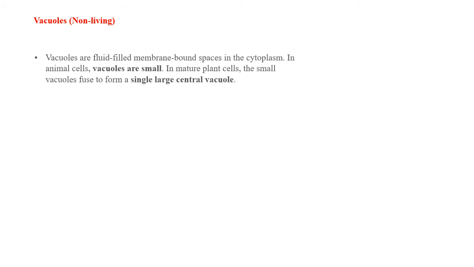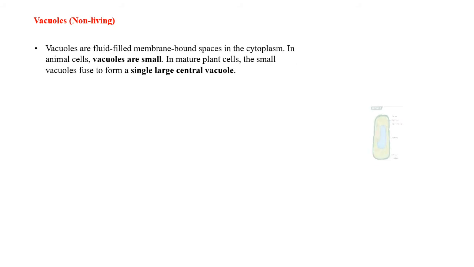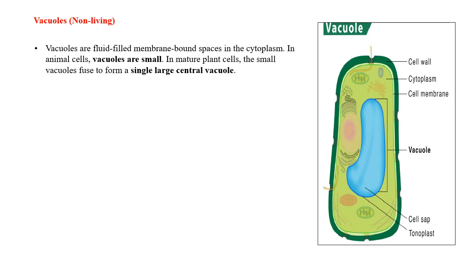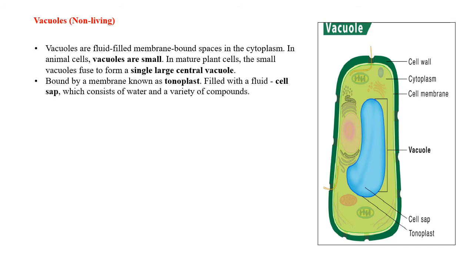Vacuoles, non-living. Vacuoles are fluid-filled membrane-bound spaces in cytoplasm. In animal cells, vacuoles are small. In mature plant cells, the small vacuoles fuse to form a single large central vacuole. Vacuoles are bound by a membrane known as tonoplast. They are filled with fluid called cell sap, which consists of water and a variety of compounds.